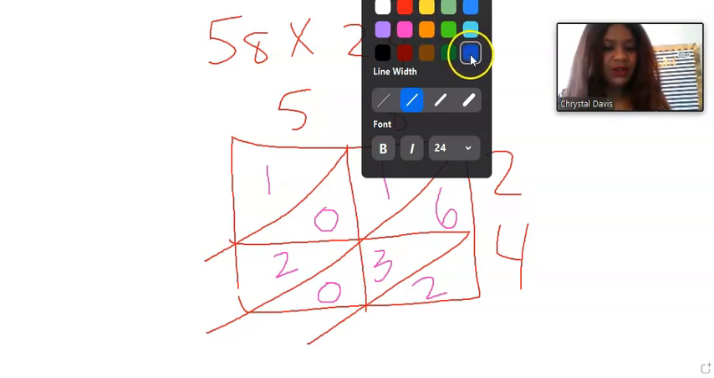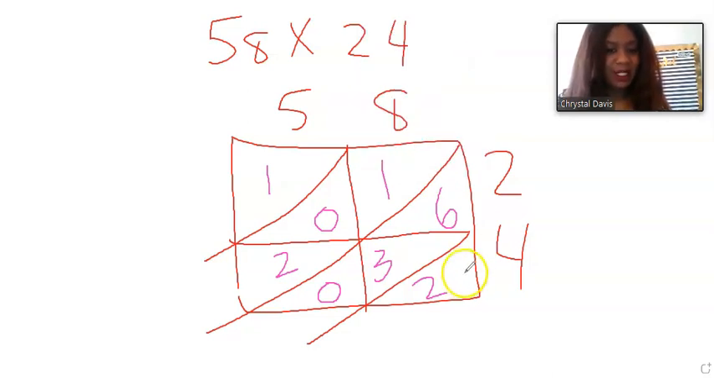Let's look for a different color to add everything up. I'm going to start from here. 2 plus 0 is 2. I am going to bring that over. Now here I see 6 plus 3 plus 0. So I am going to put 9. I know that 6 plus 3 is 9.